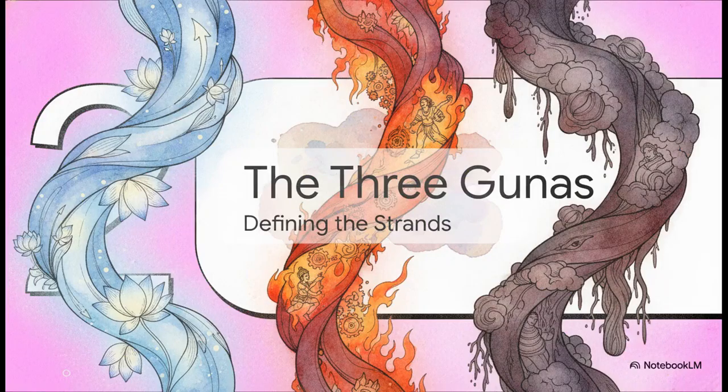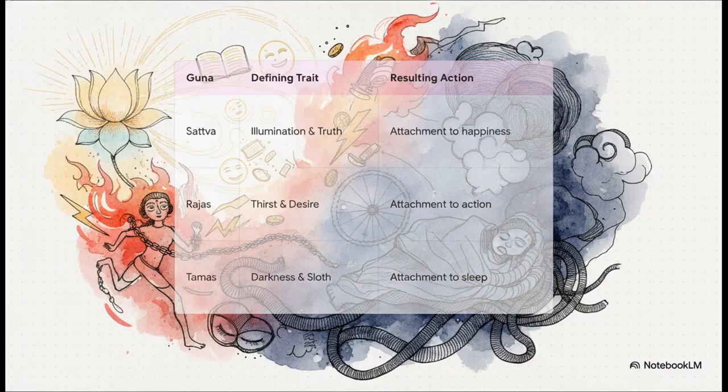Which brings us to Section 2, Defining the Three Gunas. Now we get to explore these three specific strands, Sattva, Rajas, and Tamas, and see exactly how they manipulate our consciousness. This framework breaks down how each guna actually manifests in our lives. First up is Sattva, the mode of goodness, which is defined by illumination and truth. It feels great, but here's the catch. It still binds the soul through an attachment to happiness and knowledge.